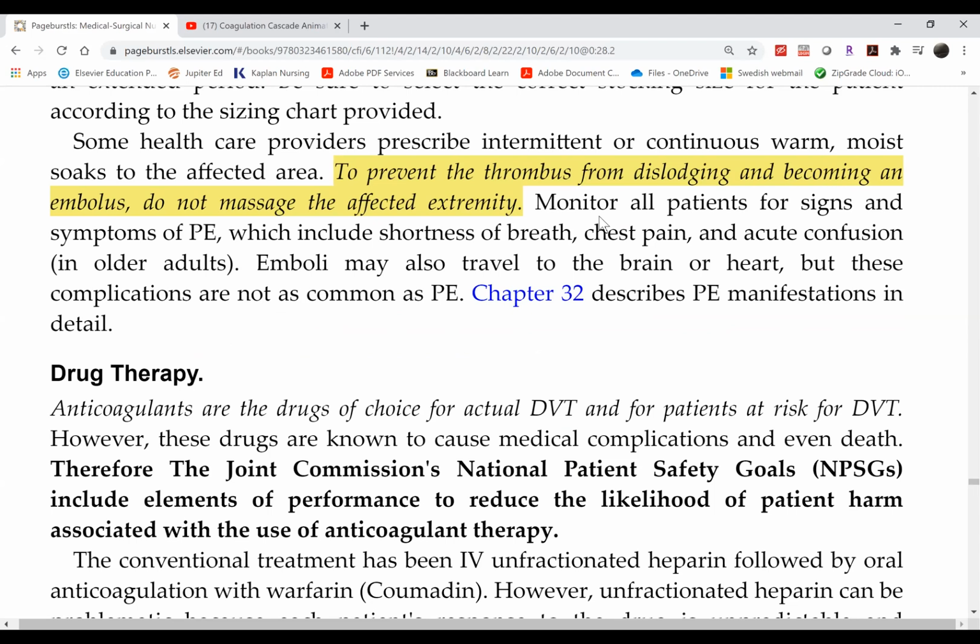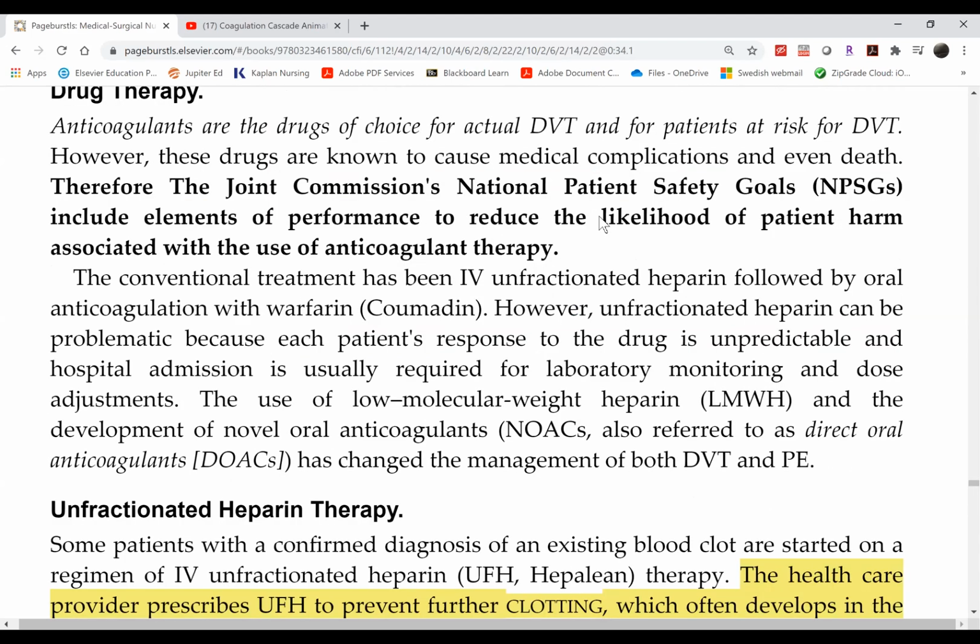So anticoagulants are our choice. First thing is always IV heparin.